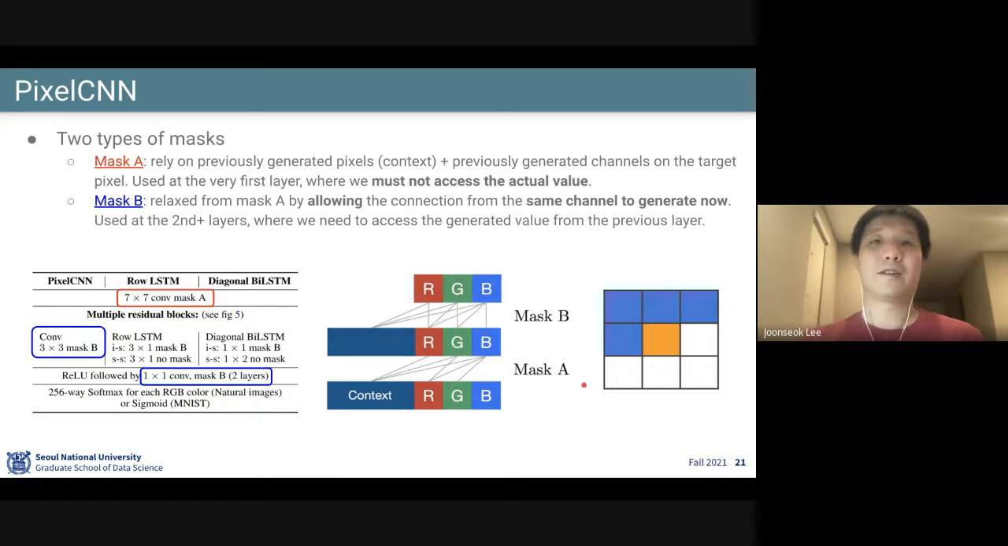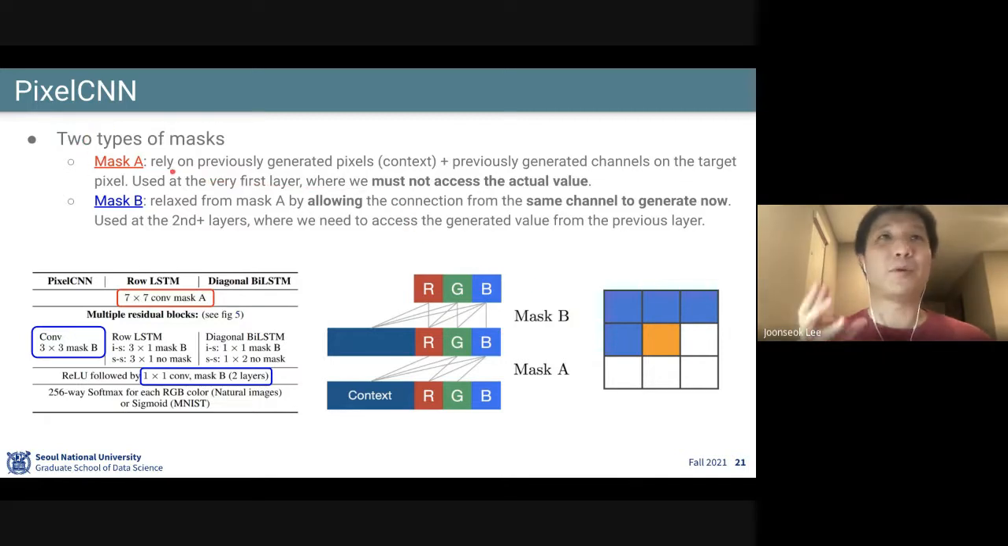Okay? Mask type B has slightly relaxed restrictions. When we generate R, we are allowed to look at the context, the previous pixels, and the same component as well. We are still not able to see the future, but they actually look at the red component of the same pixel. Why? That's weird, right? So that's why they have 2 types, mask A and B.